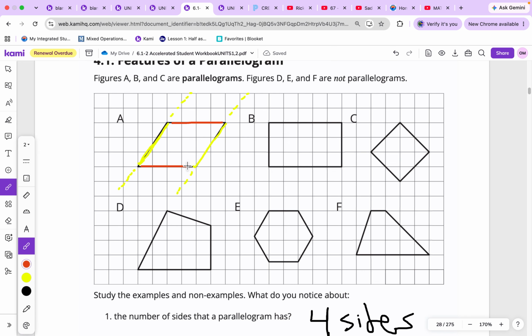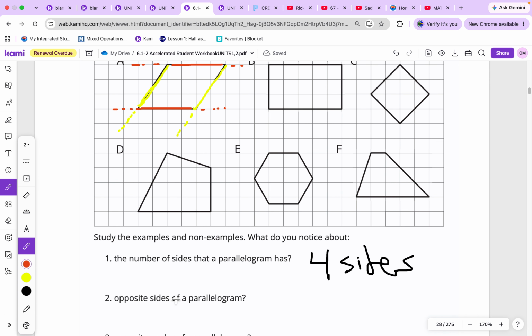So the red sides are the opposite sides, the yellow sides are the opposite sides. They would be parallel, they would continue on forever, and they would never touch each other. So we would say, for number two, opposite sides of a parallelogram are parallel. So notice that the word parallelogram has parallel in it. So that's the reason for it.